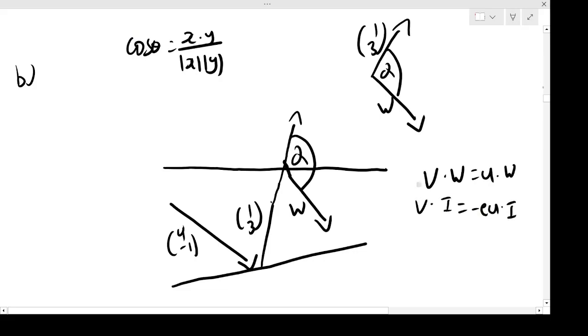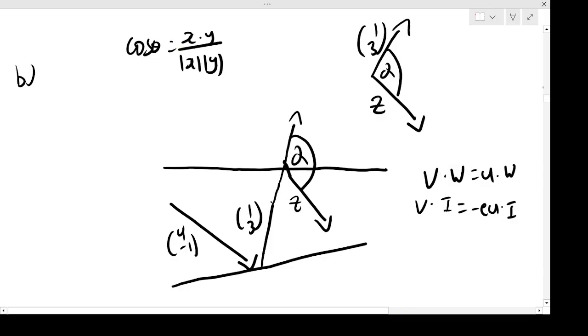Now, please don't get confused. w here is, I probably should use different letters. I'm going to call this something different. I'll call it Z, I'll call it speed Z. w is the direction of the wall vector, so it's the wall. So there we are.